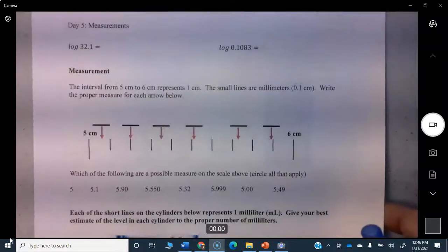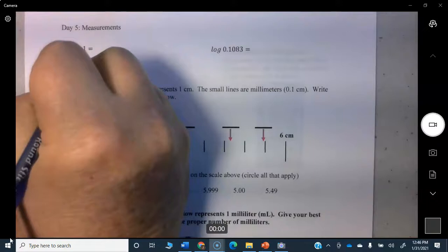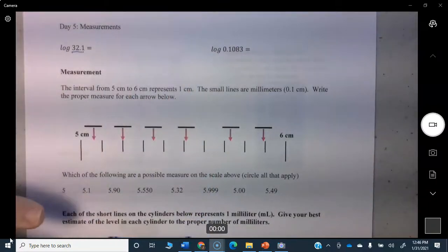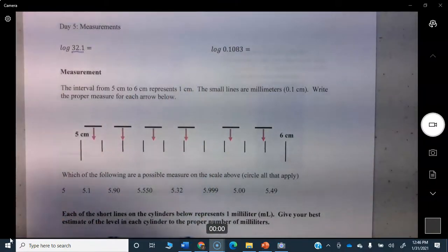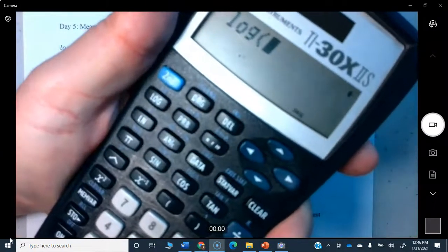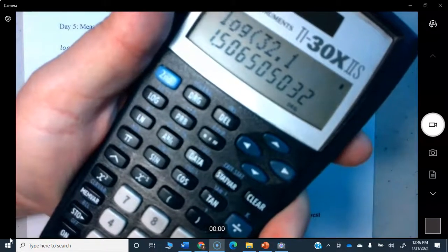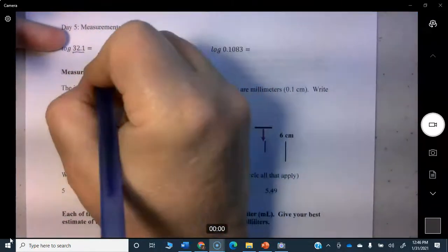Okay, 2 logarithm problems, and I'll do one, I'll give the other. So this has 3 significant figures. So you're going to go to your calculator and you're going to compute the log of 32.1. It's a common log, so it's a base 10. So I'm just going to hit log 32.1, and it gives me 1.5065. That's as far as we need to take it.